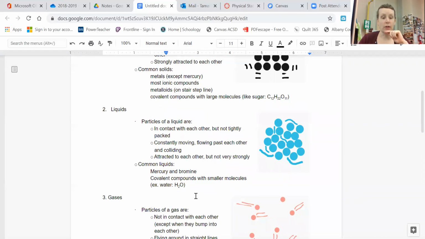Covalent compounds with smaller molecules like water are also going to be liquids.